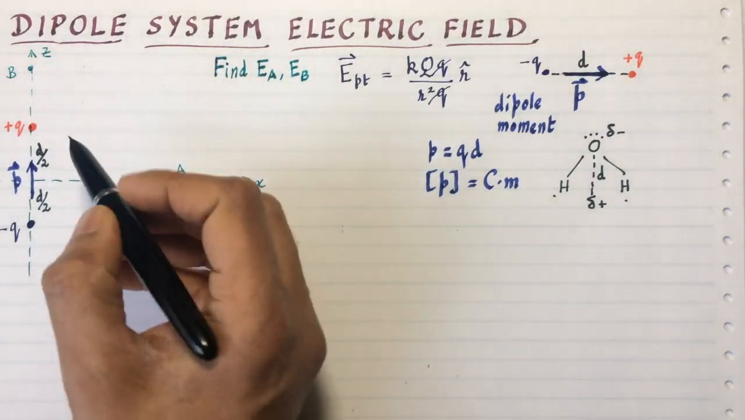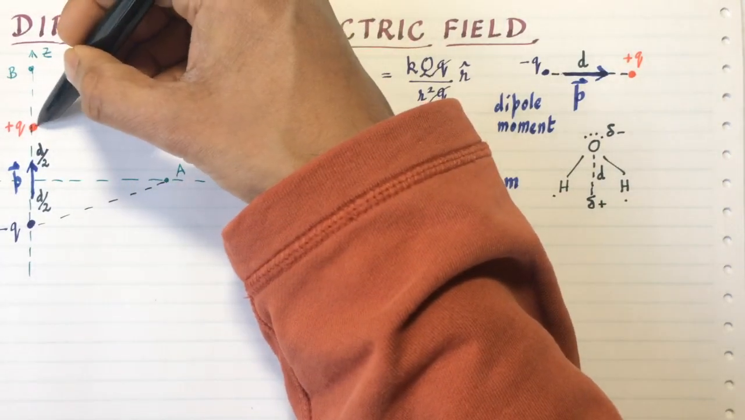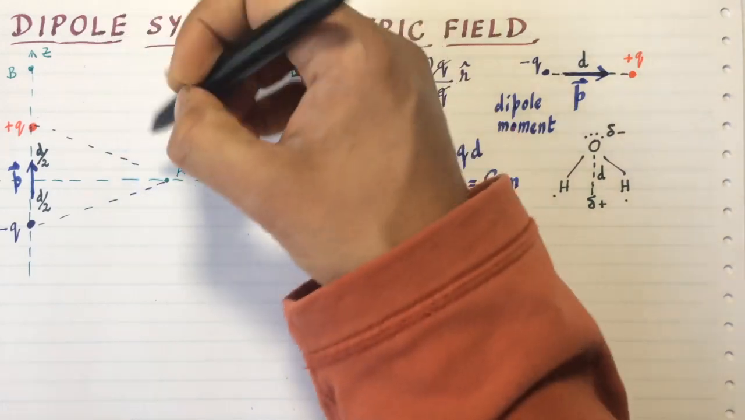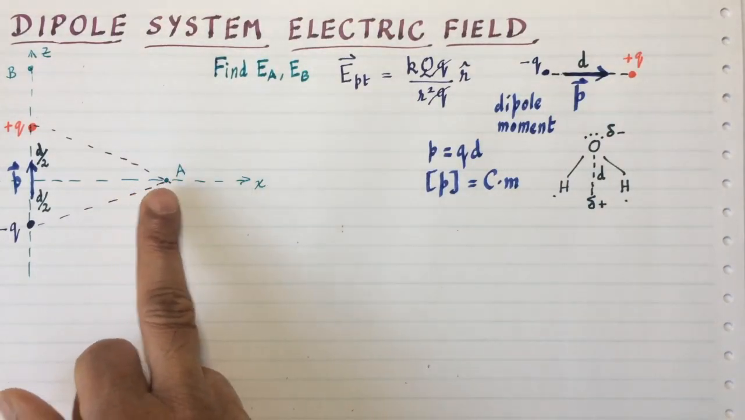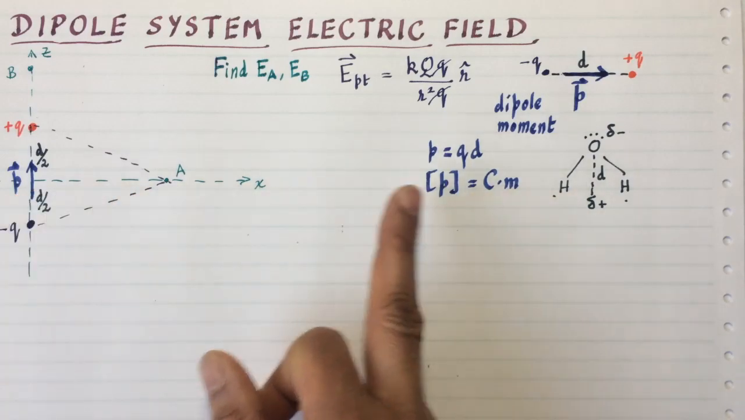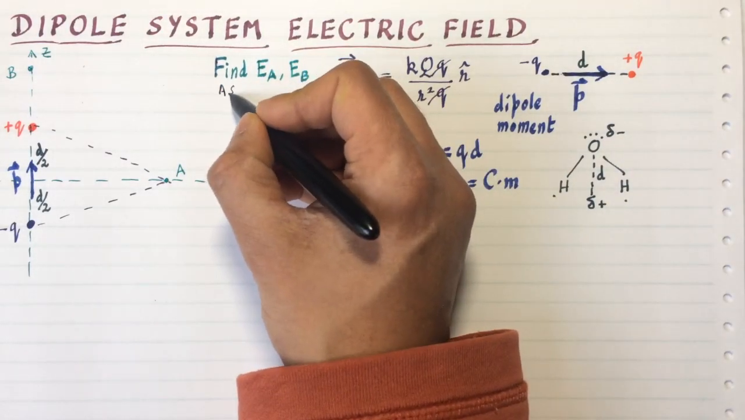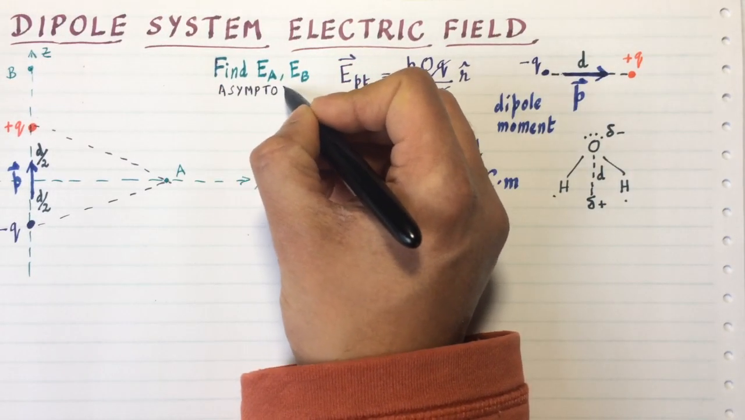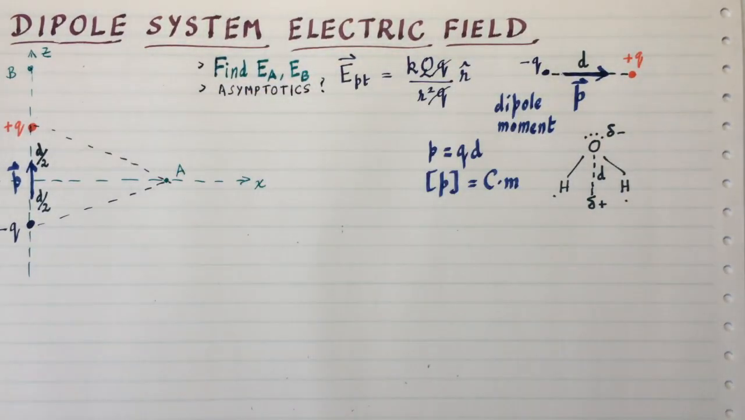what to do here. Let's join the charges to point A. My first aim is to find the electric field at point A, and then later on I'll do the electric field at point B. I'm also interested in finding out how this field looks at large distances away from the dipole. That's called the asymptotic limit. So I'll write that also. That's my second ambition. The first one is to find the electric fields, and the second one is to examine their large distance behavior. All right, let's start doing this.